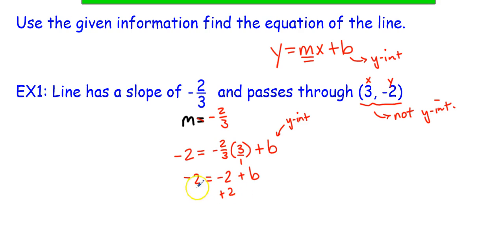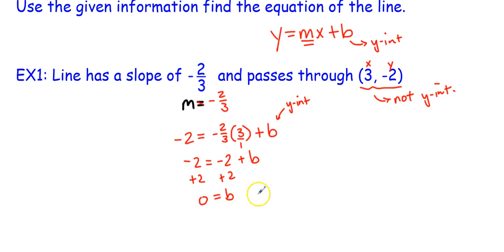So when I add 2 here, add 2, I'm left with 0 equals b. And so this is actually a little bit of a special line. The y-intercept is actually 0. So I can write the equation of my line now, and it looks like this. y equals negative 2/3 x plus 0. And you and I both know that we don't have to write the plus 0, so this is my answer.